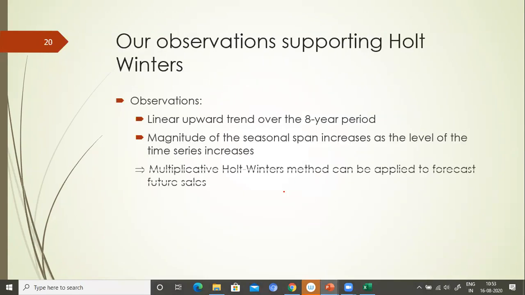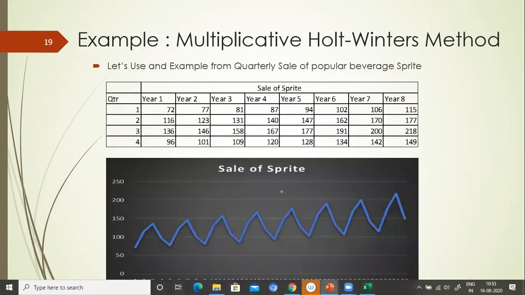But what we will do is we will use data for the sale of Sprite, and it's given to us in a quarterly fashion. So we have data available for 8 years, but for every quarter. So year 1, quarter 1, 72, year 2, quarter 2, 116, 136, 96, and so on, right? We will use this example to build a case for the multiplicative Holt-Winters method. So when we plot it, like for all time series problems, we plotted the data.